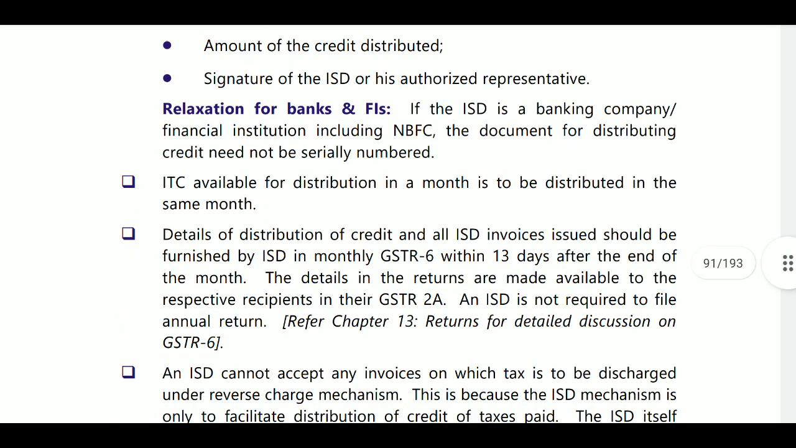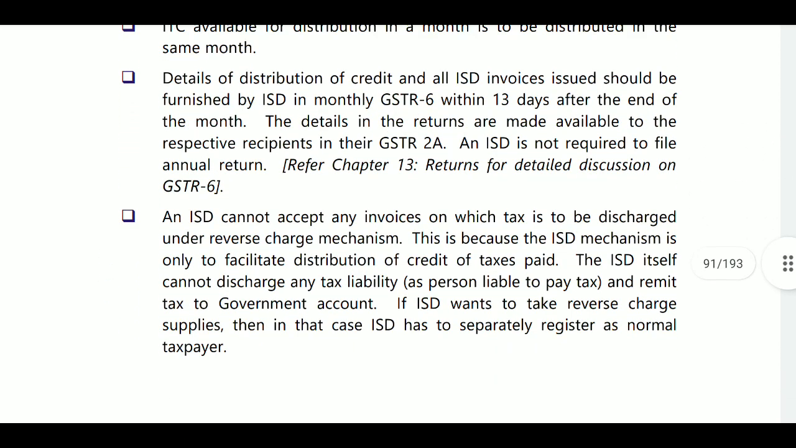Next, details of distribution of credit and all ISD invoices issued should be furnished by the ISD in monthly GSTR 6, within 30 days after the end of the month. The details in the returns are made available to the respective recipients in their GSTR 2A. So when the ISD files GSTR 6, the respective recipients get the data from GSTR 2A, and based on GSTR 2A they will claim the ITC. And the ISD is not required to file an annual return.